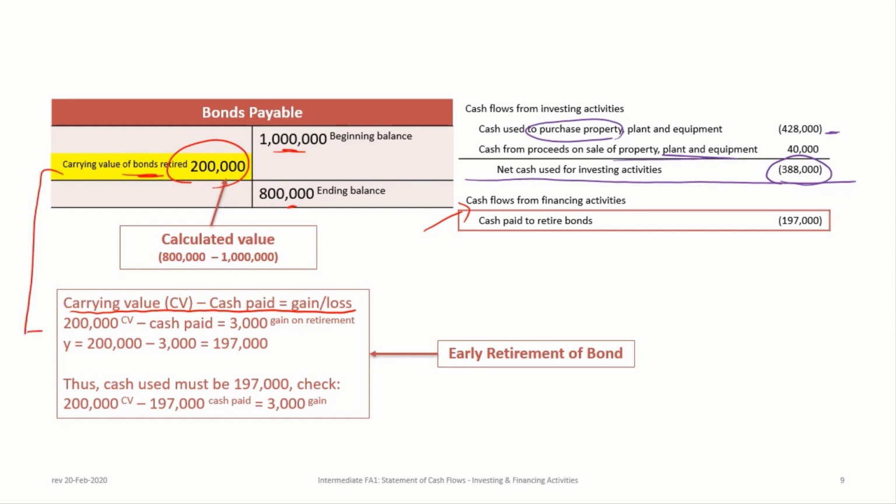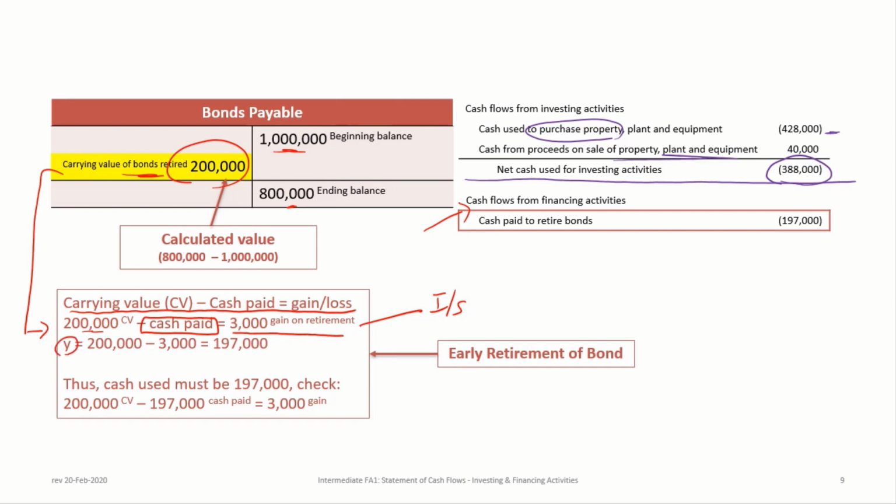If I know from my account reconstruction that the carrying value of the bonds was $200,000, and if I subtract the cash paid that I don't know, but I know the difference between those two is supposed to be a $3,000 gain on retirement, and this comes from the income statement. You'll notice that we need information from the income statement to help us figure this stuff out, like the depreciation expense or amortization expense if it's ASPE, any gains or losses associated with the disposal of property, plant, and equipment, bonds, etc.